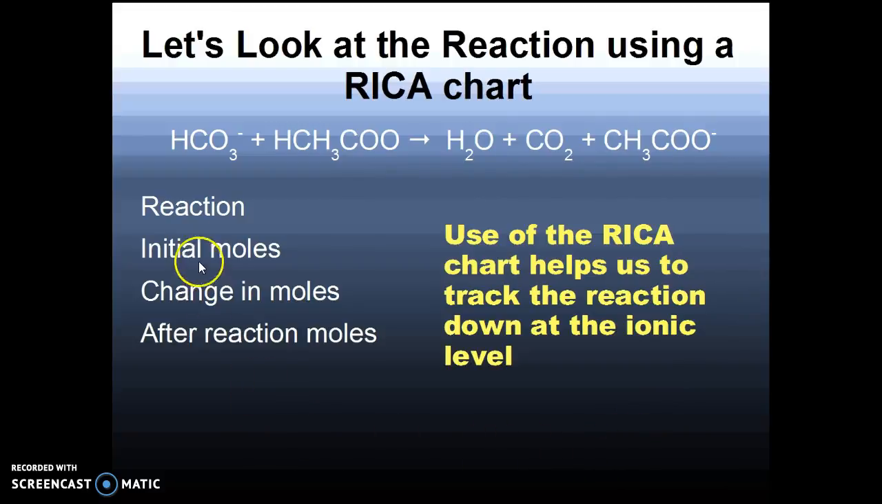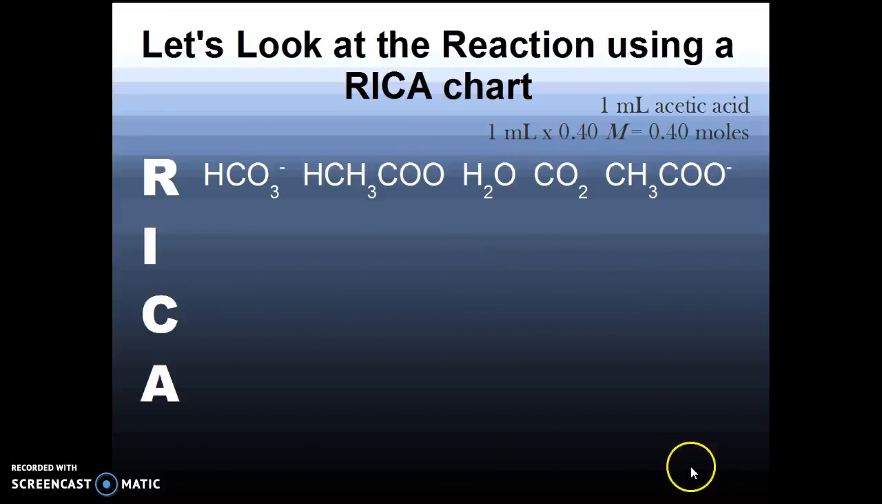The RICA chart shows the reaction, the initial moles before a reaction occurs, the change that happens in the reaction, and the number of moles that are left after the reaction. So let's go to that. Here are our reactants and products on the R line, the reaction line. And we're going to add 1 milliliter of acetic acid.